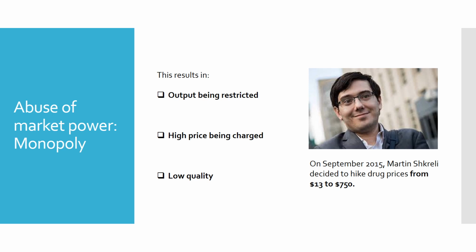For example, in September 2015, Martin Shkreli decided to hike drug prices from $13 to $750. He achieved this by restricting the output of the drug, whereby he could naturally extort prices from consumers.